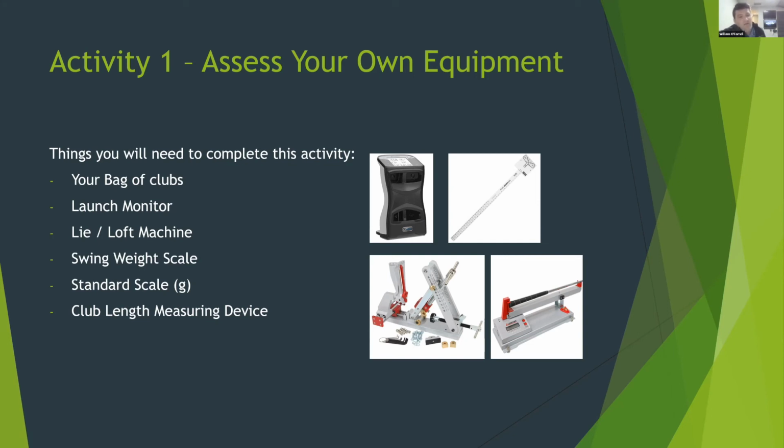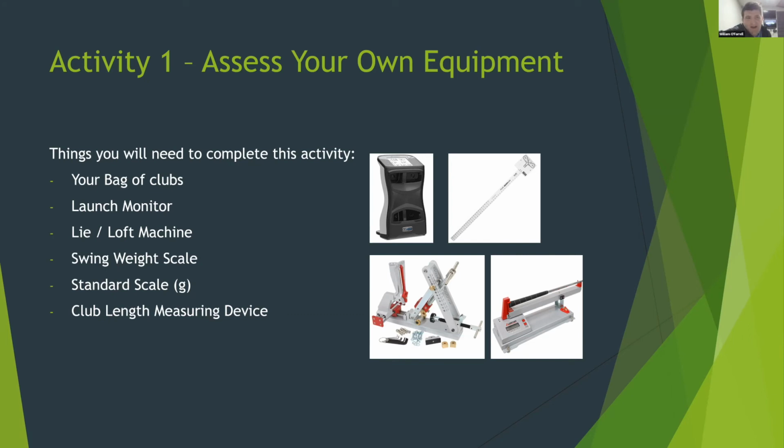A loft lie machine, so you can measure the lie angle of your golf clubs and the loft of your golf clubs. A swing weight scale, so that's going to measure how the club is swinging. You're also going to need a standard scale, which I don't have, but that will take the total weight of the golf club. Some swing weight scales actually have that built in, which is a nice feature as well. And then a club length measuring device.